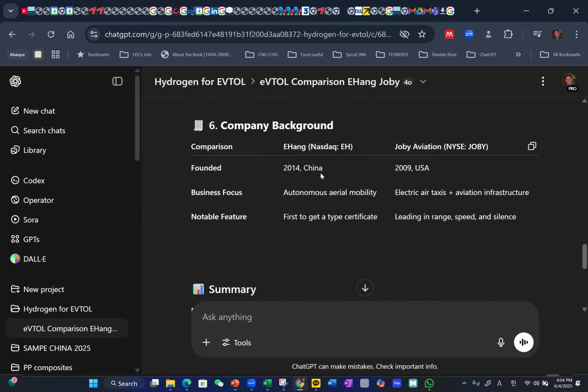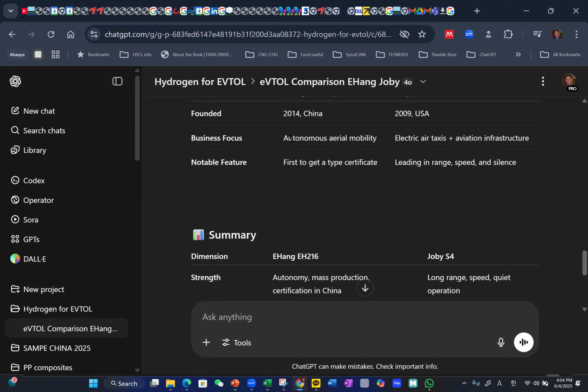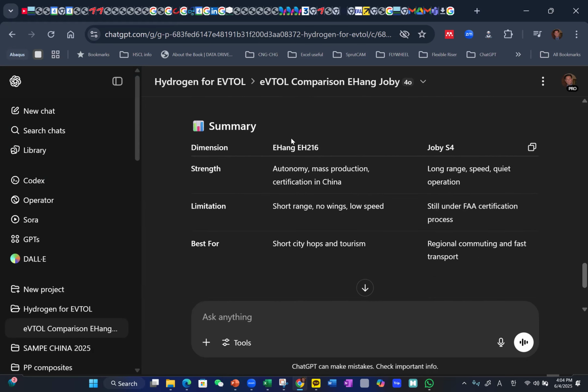And yeah, we engineers also need to pay attention to the business aspect, not just the technology. We need to open our eyes to the business aspect as well. See, this one is on Nasdaq. This is a New York IPO. And as you can see how much investment money they get. And the strengths and limitations. The limitation of EHang is very short range. It has no wings, so it's good for the short trip.